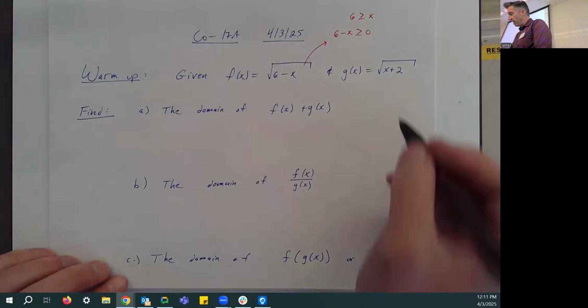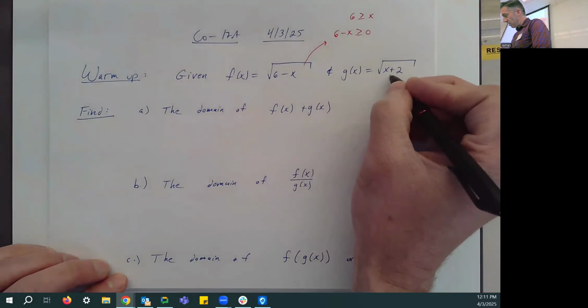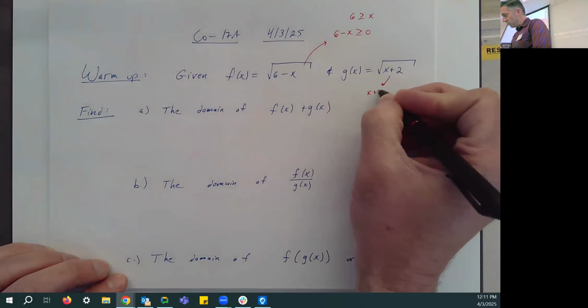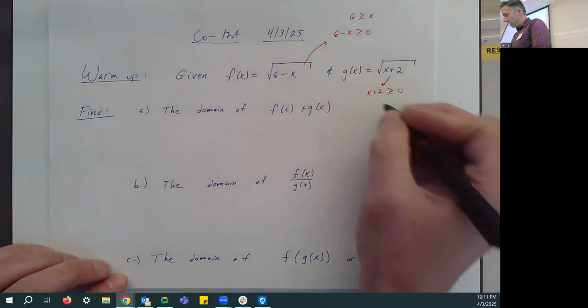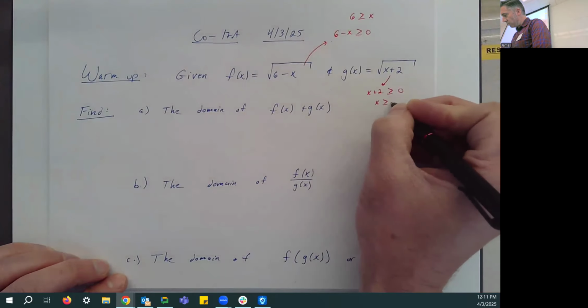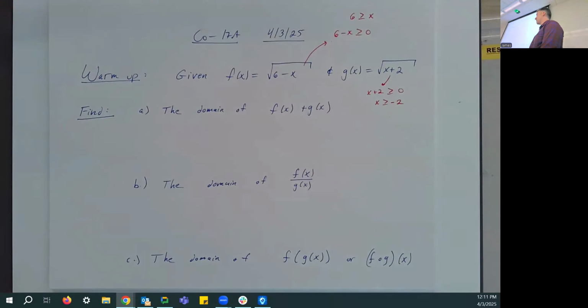In a similar way, from this function here, I can see that the x plus 2 has to be bigger than or equal to 0, so x has to be bigger than or equal to -2. Again, that wasn't asked of us. I'm just thinking about it so I can help myself do the next part of the problem.